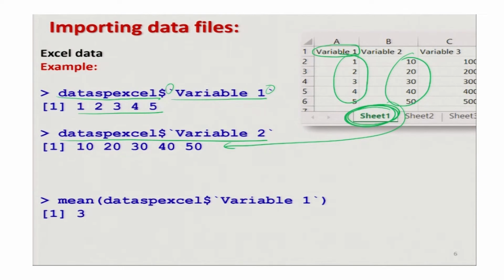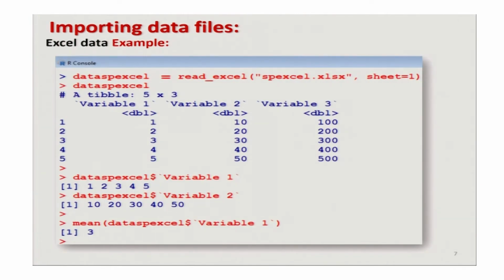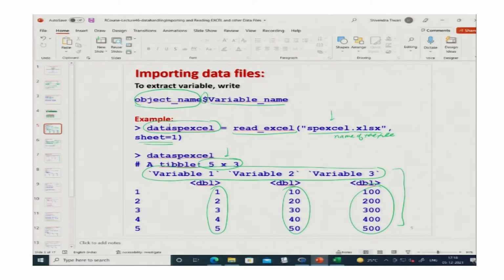Now, if you want to find the mean of the values stored in this data spexel variable 1, you simply write the variable name and then write mean, and you can do similar operations. This is the screenshot of all these observations, but let me show you these things on the R console so that you become more confident.